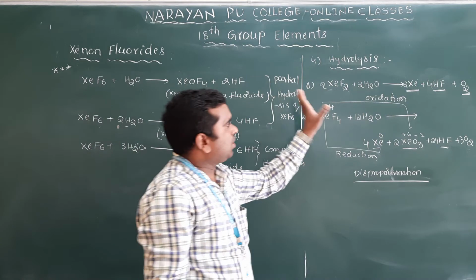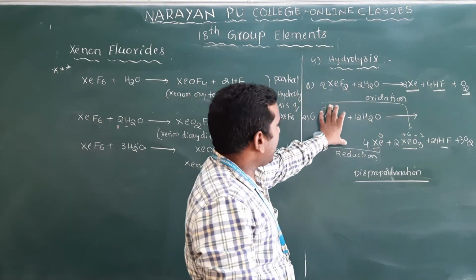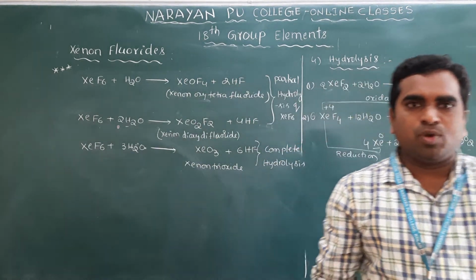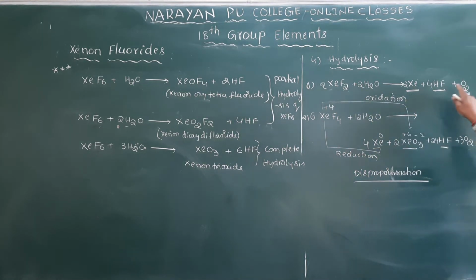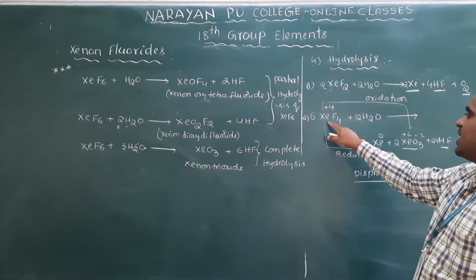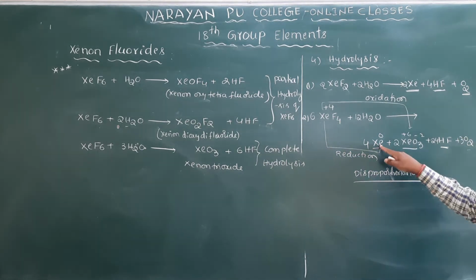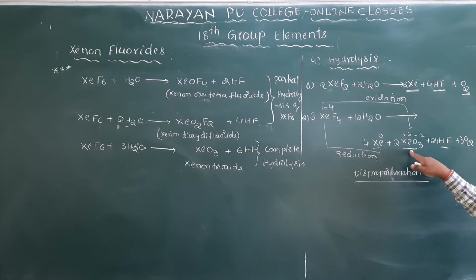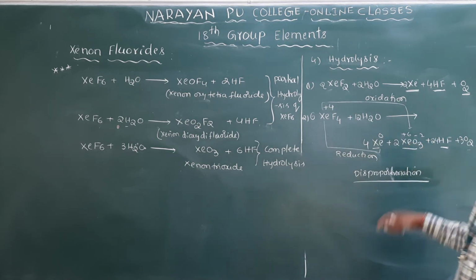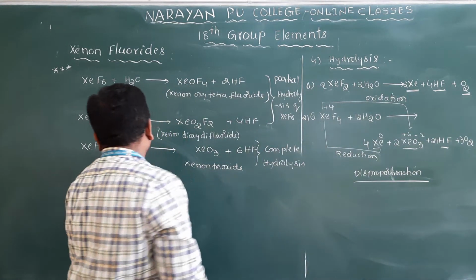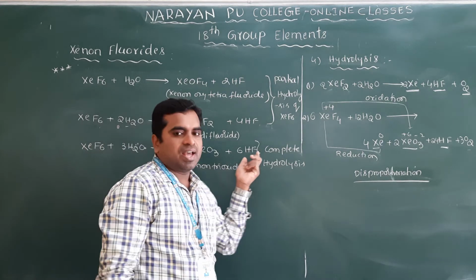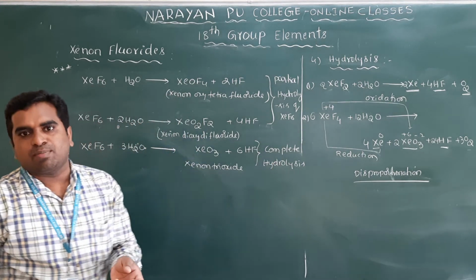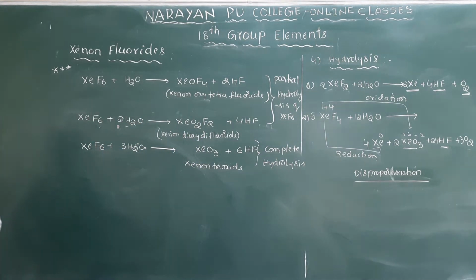Clear? So here hydrolysis is very important, they are asking it in the PU examination. If you take difluoride, you will get only xenon, HF and O2. And if you take xenon tetrafluoride, it gives xenon, xenon trioxide, HF and O2. Extra, XeO3 is coming here. And finally, if you take XeF6 complete hydrolysis, you will get xenon trioxide plus HF. Clear? So this is about one chemical reaction that has been discussed.